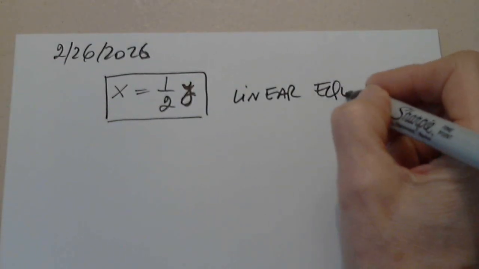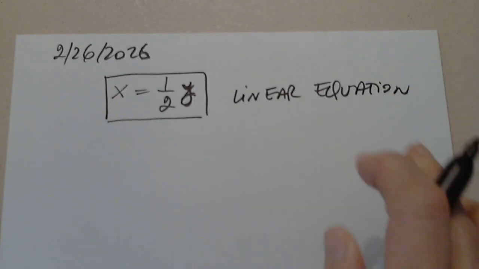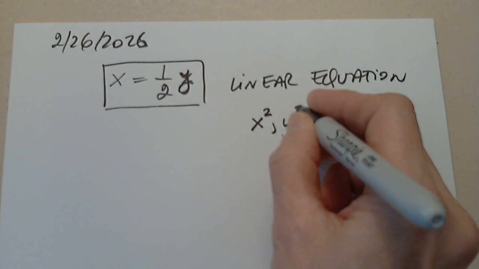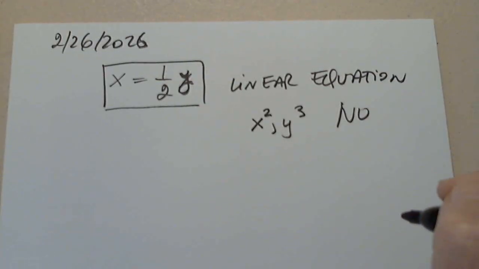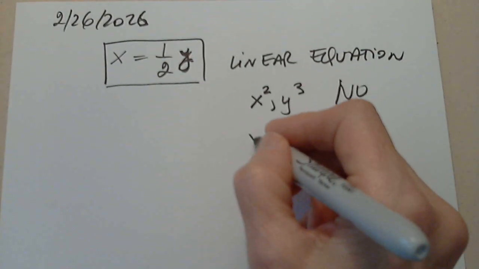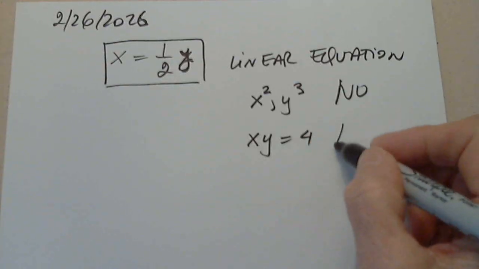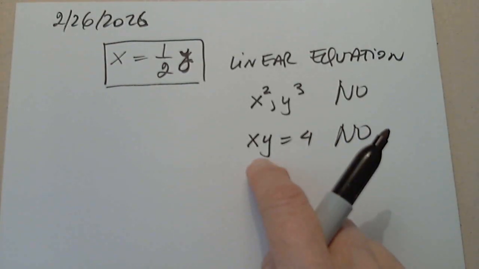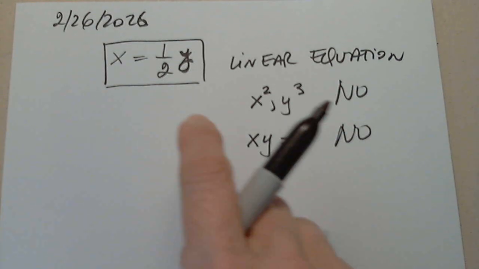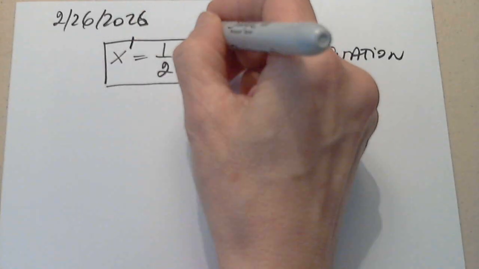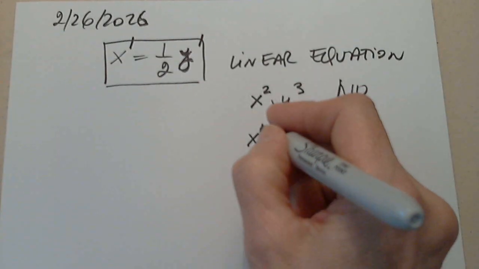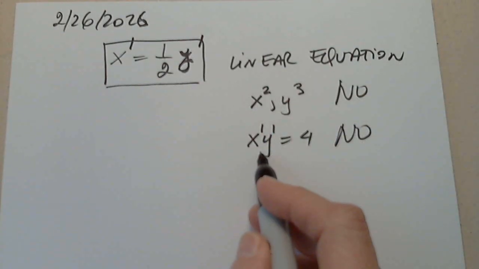How do I know it's a linear equation? Because, for example, it does not have x squared or y cubed. It does not have a product, xy equals 4. No, this is not linear if it's a product of the variables. Variables have to have power 1. They do have power 1, but it's a product of two variables.